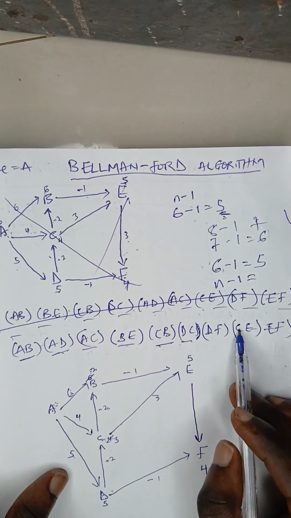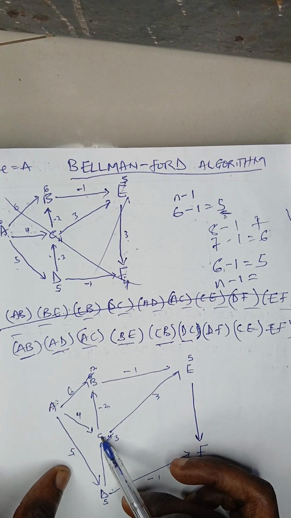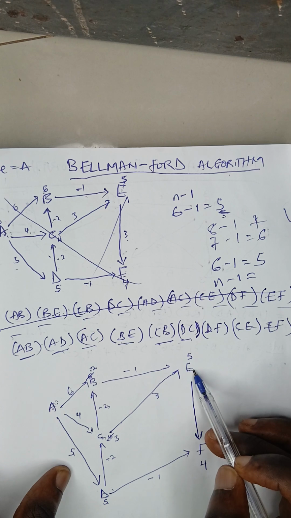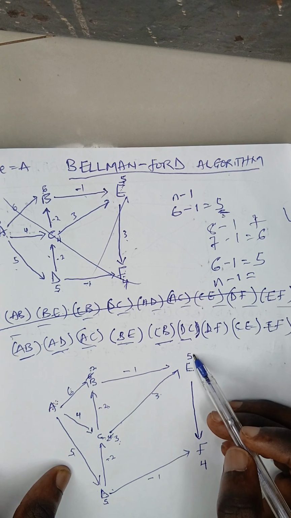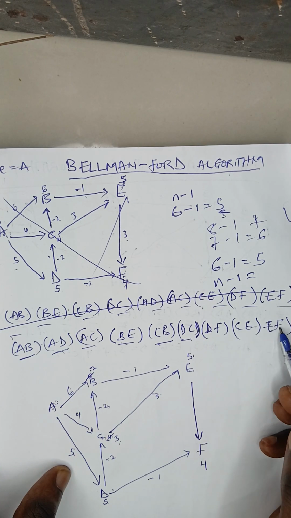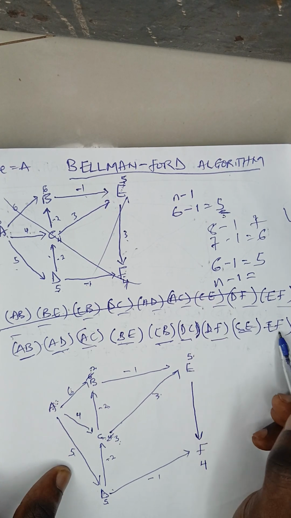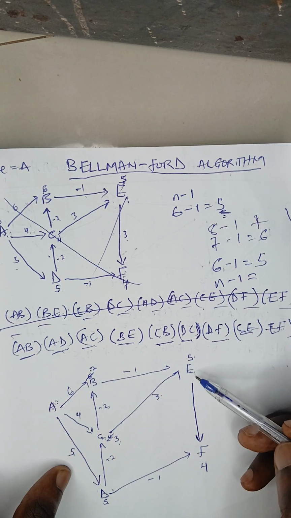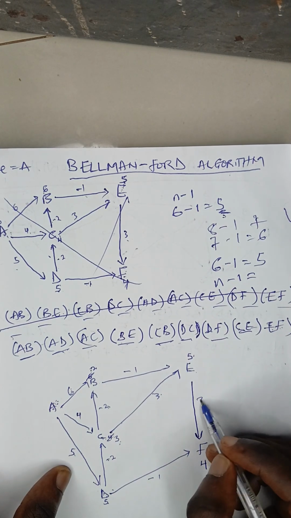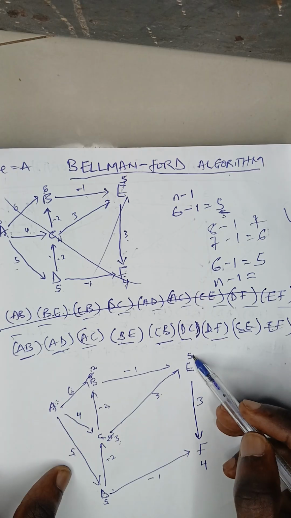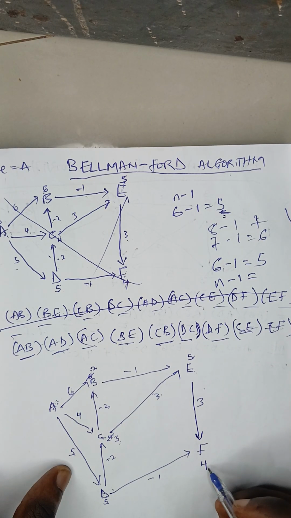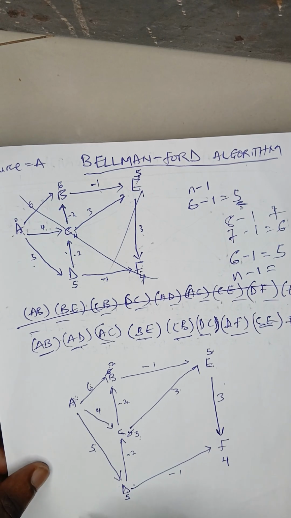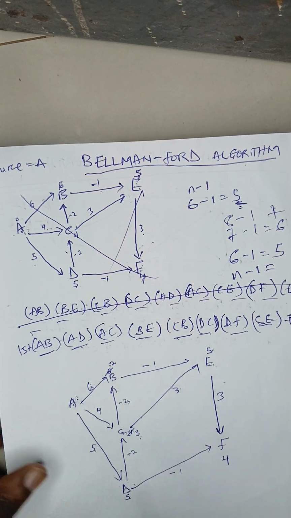CE. C is currently 3. 3 plus 3 gives us 6. But 5 is less than 6, so let's maintain it. EF. I think here was 3. E is currently 5. 5 plus 3 gives us 8. So we maintain this. So we are done with the first iteration.